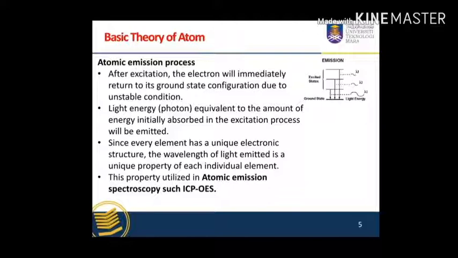Meanwhile, in atomic emission spectroscopy, the concentration of an element is proportional to the photons emitted when the atom comes back from the excited state to the ground state. Since every element has a unique electronic structure, the wavelength of light emitted is a unique property of each individual element. This property is utilized in atomic emission spectroscopy such as ICP OES. Atomic absorption techniques are concerned with the amount of energy absorbed, while atomic emission techniques are interested in the amount of photons or light emitted.